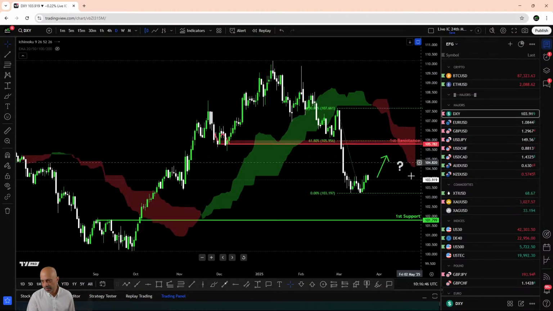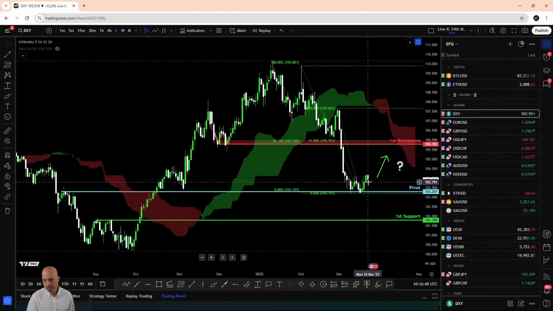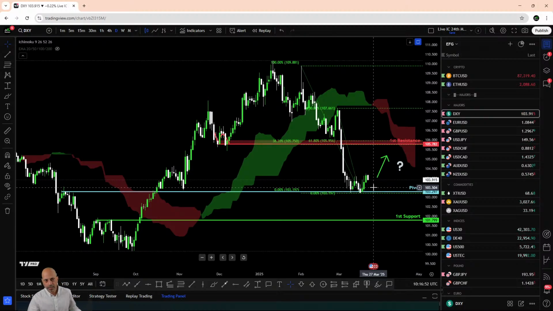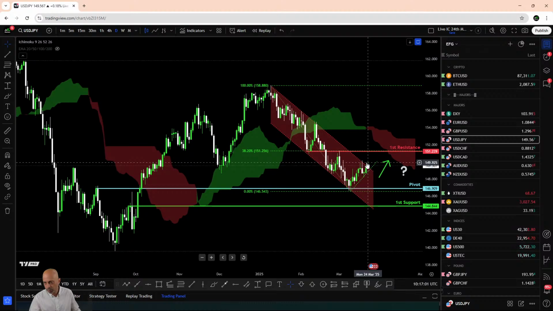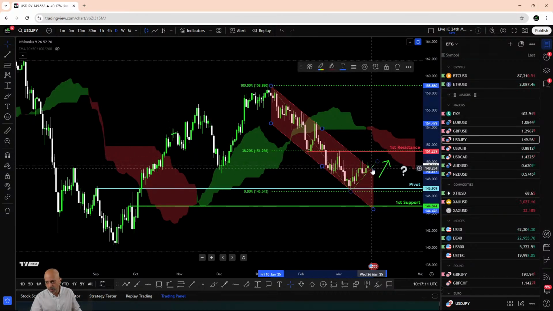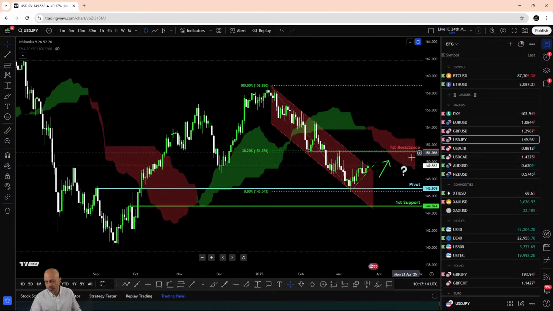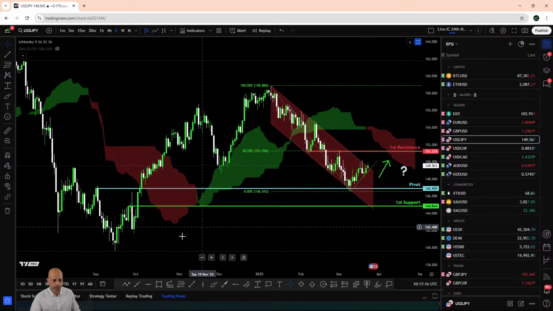Looking at the dollar index, demand for the dollar looks to be pulling back today on Monday, but I think this index is likely to remain above the pivot at 103.30, at least for the first half of the week. And I think dollar yen should also remain somewhat elevated. If it can stay above the ascending trend line, then we've got a good chance that this currency pair can break out of this downward channel and make a good run towards the first resistance at 151.23.